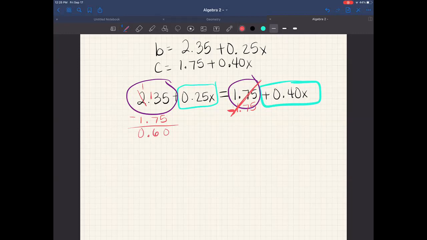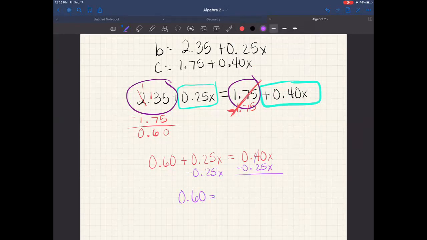1 minus 1 is 0. So I'm looking at 0.60 plus 0.25x equals 0.40x. Okay, now I want to move over this 0.25, so I'm going to do the opposite and subtract it from over here. That leaves me with 0.60 is equal to what?